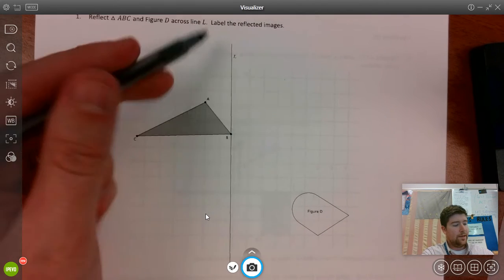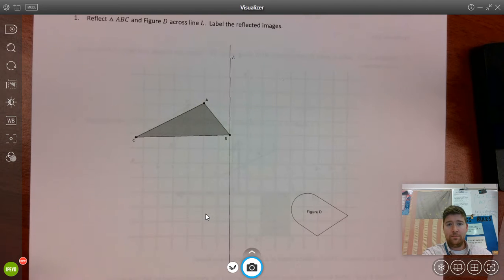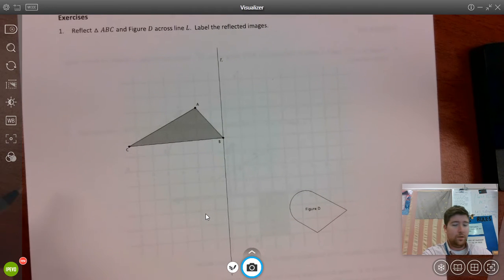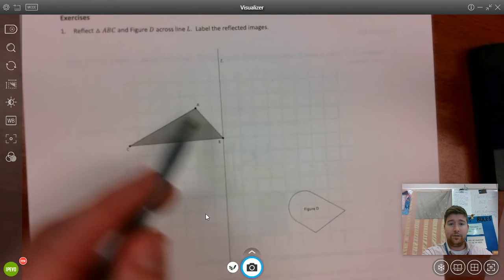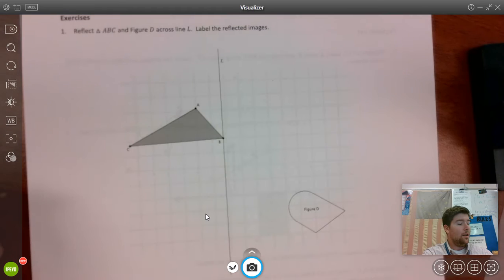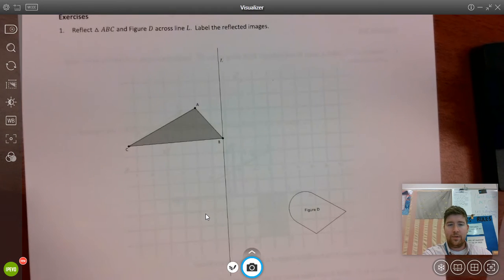Now that's if your line of reflection is going to be vertical like this one, but there are times where a line of reflection could be diagonal, could be horizontal. So we just have to keep a lookout there and make sure that we are following all of our rules for reflections.